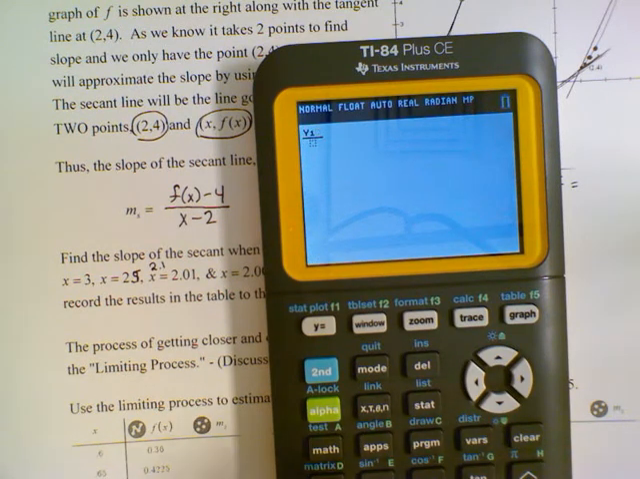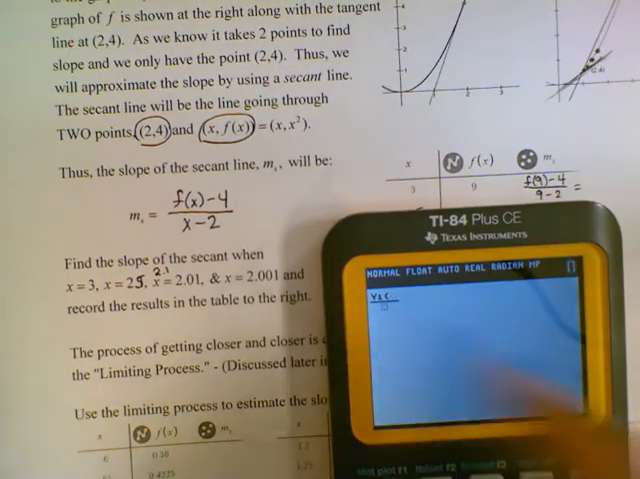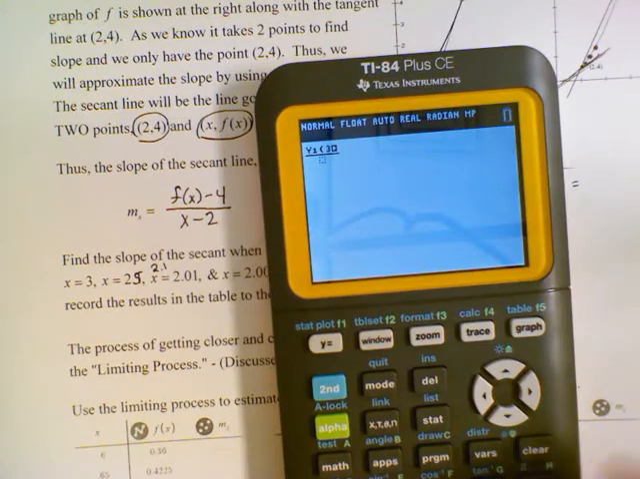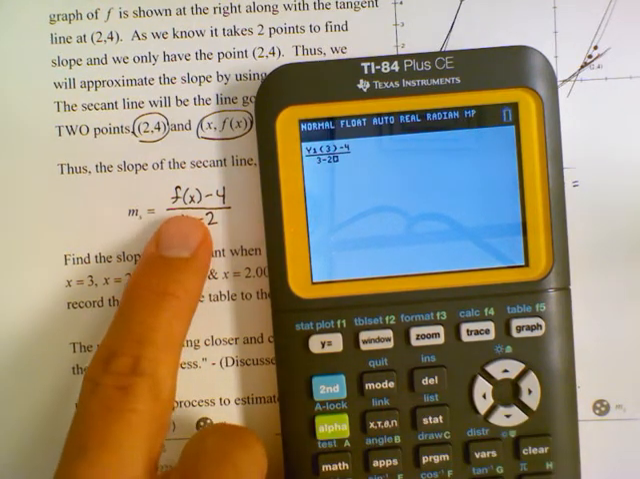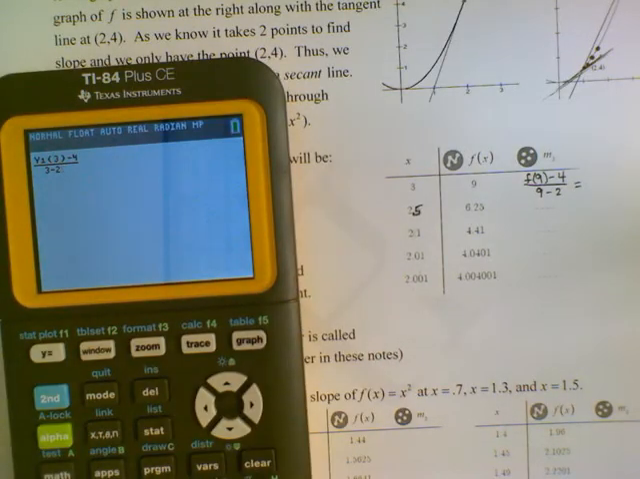So we need to do y1 of 3 minus 4 over 3 minus 2. All right, so hopefully that's not totally against your train of thought.